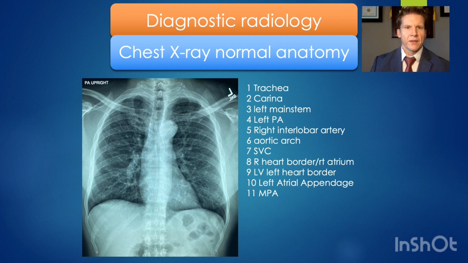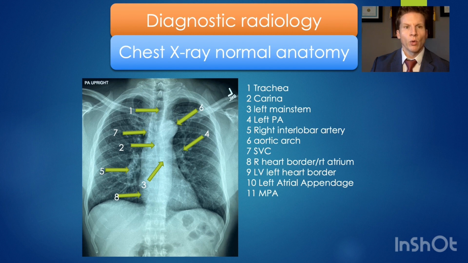Okay, before we dive into a systematic approach, let's make sure that we are all familiar with the normal anatomy of a chest x-ray. So we're going to start off with this PA upright radiograph, and the first thing that we look at is the trachea. A little bit more inferiorly, we have the carina, followed by the left mainstem bronchus. Number 4, we have the left pulmonary artery. Number 5, we have the right interlobar artery. Number 6, we have the aorta. Number 7, we have the superior vena cava.